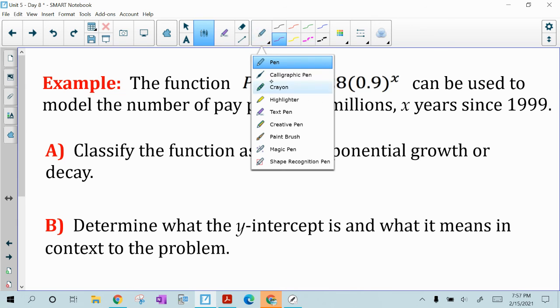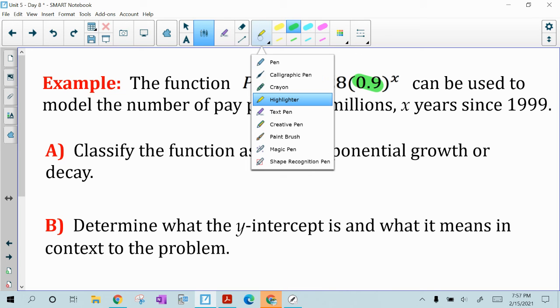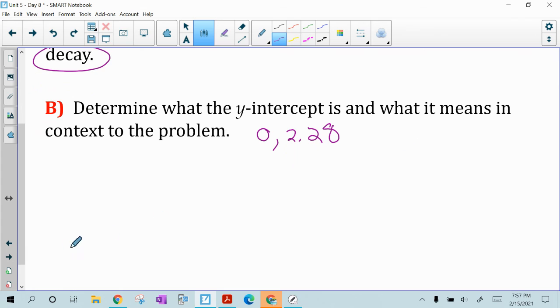Again, I would emphasize, please look at your b value. Since that is less than 1, I'm going to say it's decay. And determine what the y-intercept means. Well, there's my y-intercept, so it's going to be (0, 2.28). Reading from the context of the phone, I'm going to say that it's the number of payphones in 1999.